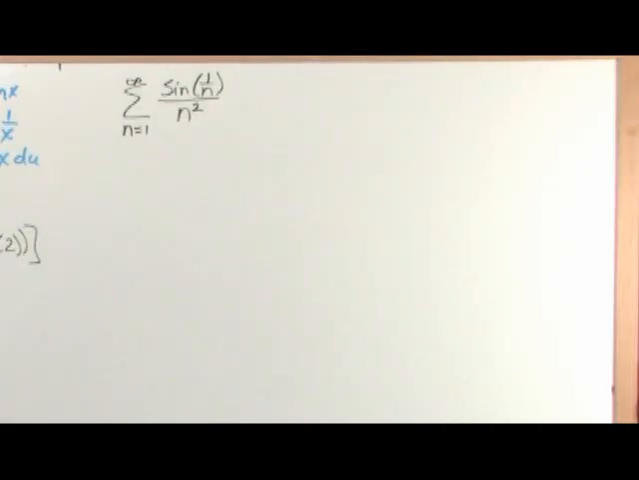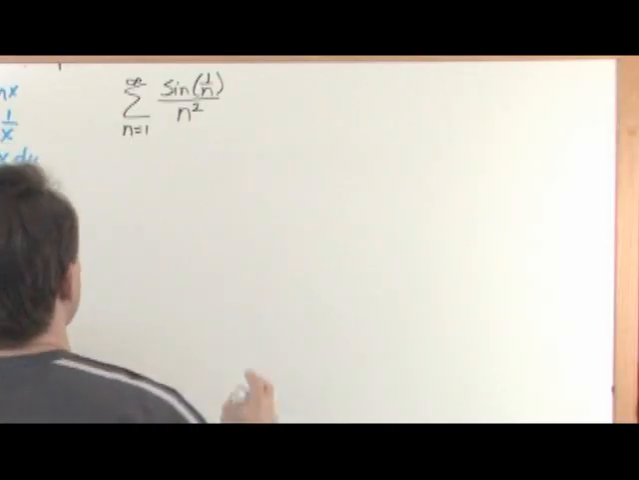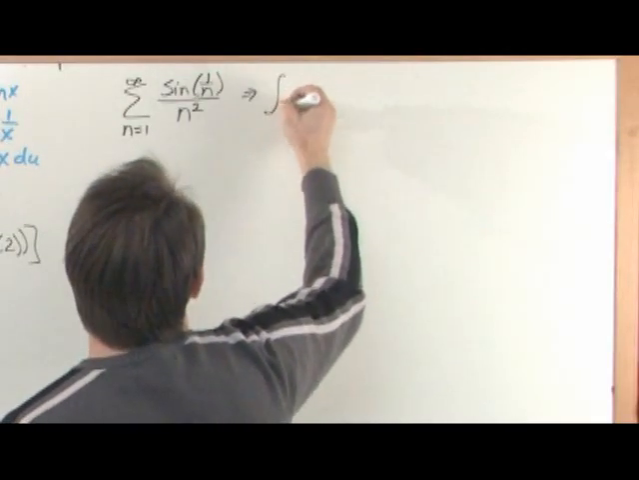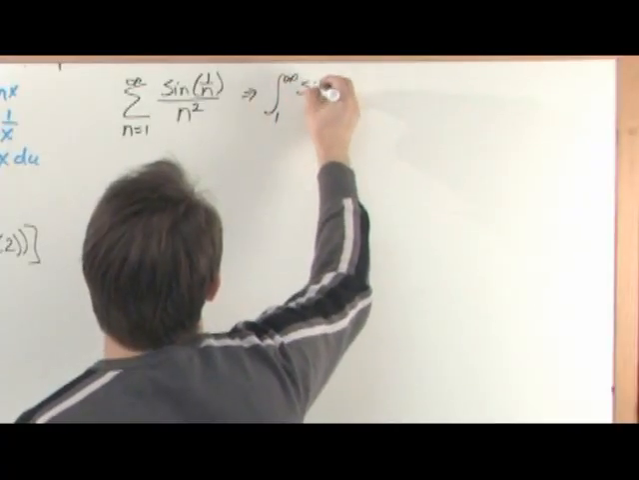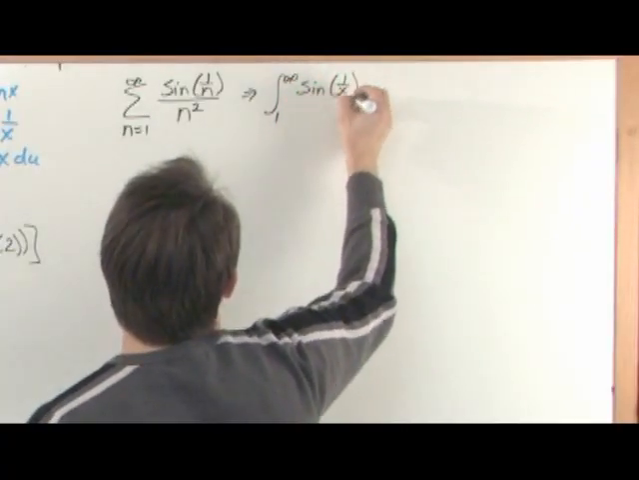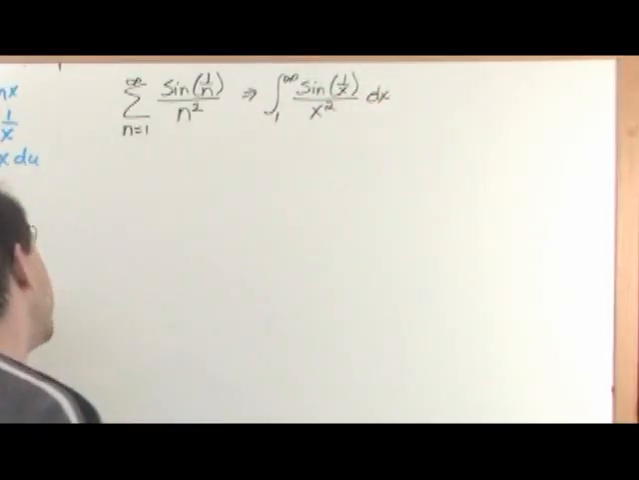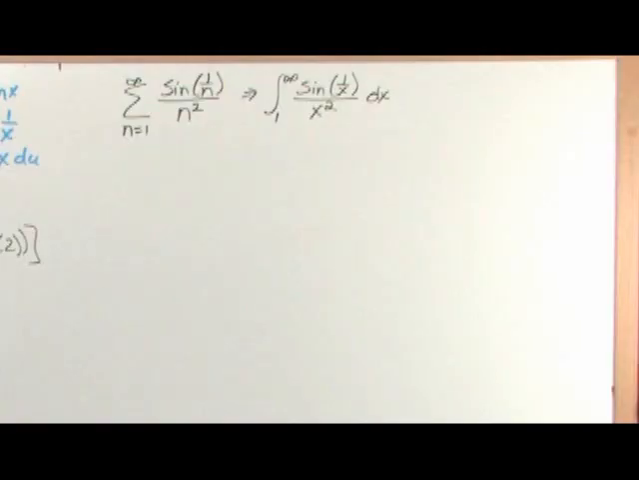So the first thing you should try to do is see if you can use an integral test on it. If it's integrable, then you can find out something. So that would be the integral from 1 to infinity of sine of 1 over x squared dx. Let's see if we can find that integral, and if we can, we might be in luck, okay?